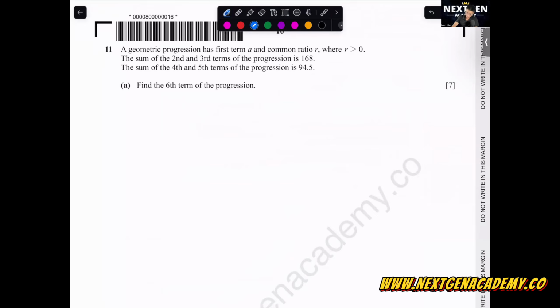Let's write down what is given to us in the question first. The nth term is AR to the power of n minus 1. This is the formula given. So second term plus third term equals 168. Can we say it's AR plus AR squared equals 168? This will be the first equation. The second one is fourth term plus fifth term equals 94.5. Can we say it's AR cubed plus AR to the power of 4 is 94.5.